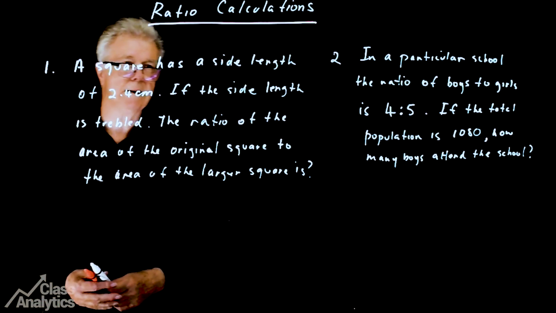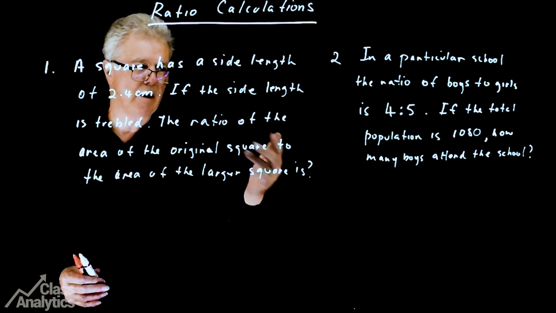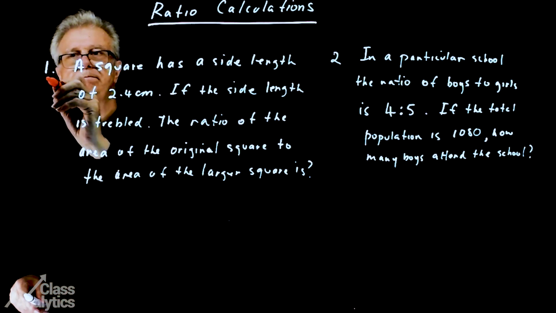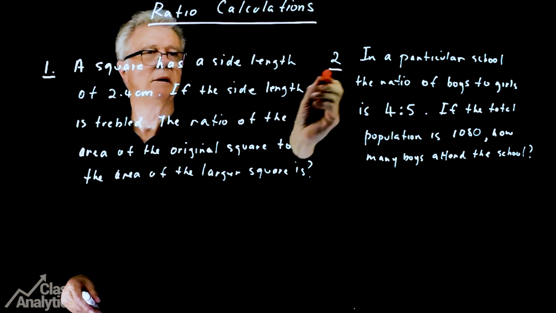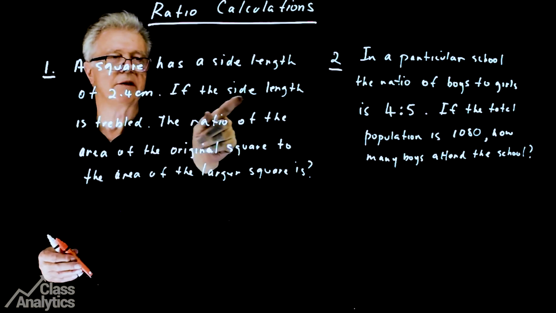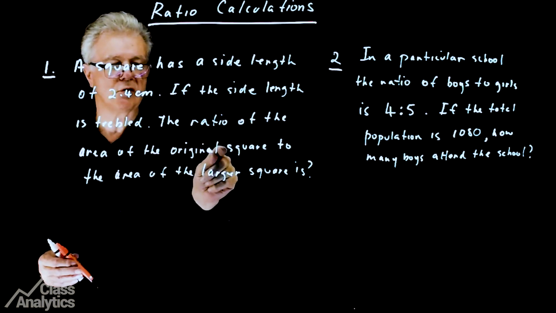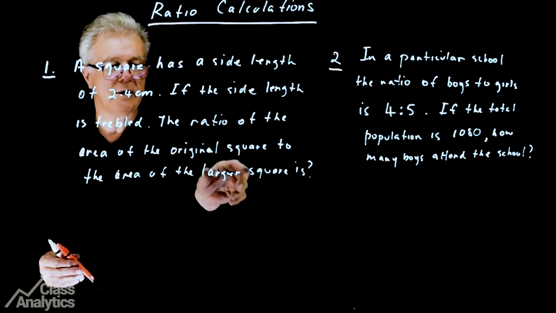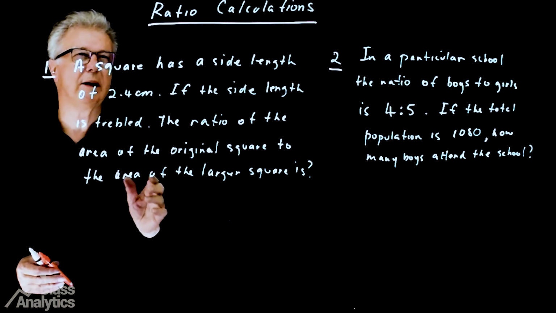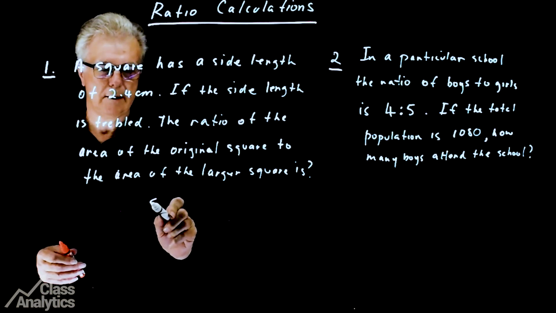Ratio calculations. Right, now we'll begin with two fairly easy ones, and we'll follow up with a couple more challenging questions. The first one: a square has a side length of 2.4 centimetres. If the side length is trebled, the ratio of the area of the original square to the area of the larger square is, right, well, just see if you can do this one yourself. It's quite an easy way of doing this, but I'll go through the slower way.